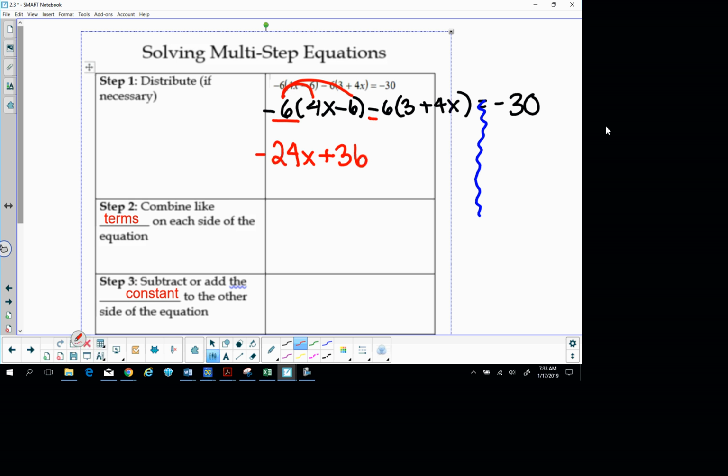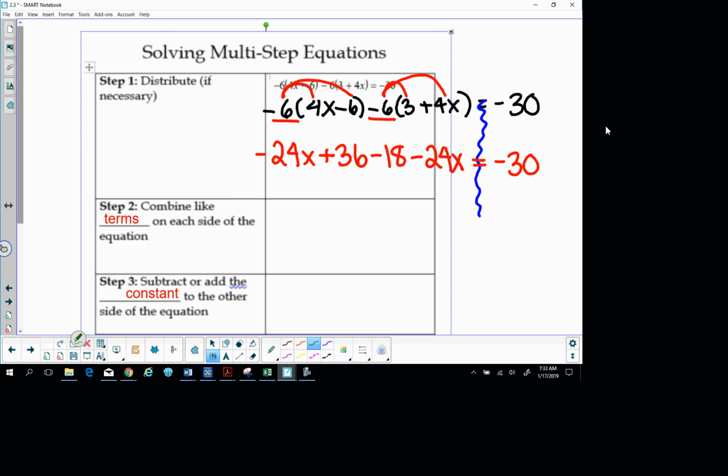Then right here, don't forget that negative, that lunch tray. So now here it's negative 6 times 3, which is what? Good, negative 18. And negative 6 times 4x, which is negative 24x, equals negative 30. So first thing I did was distribute. And the biggest mistake, make sure when you're doing your math, use your calculator, because one wrong sign can mess up your whole answer.